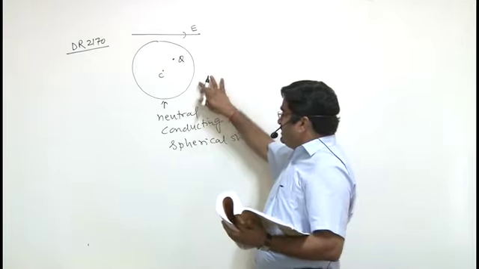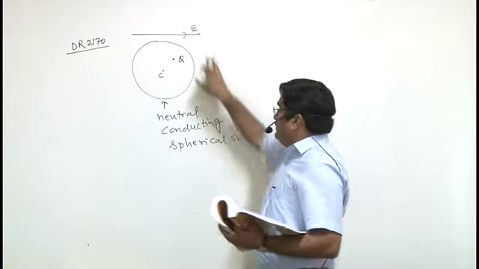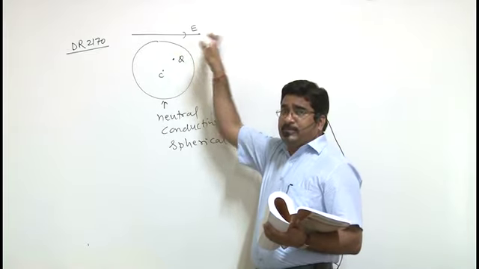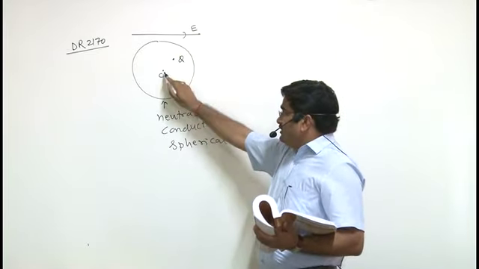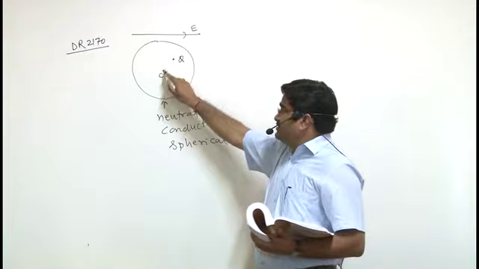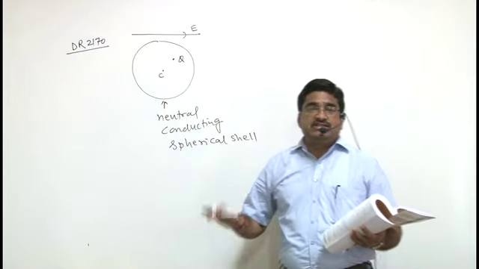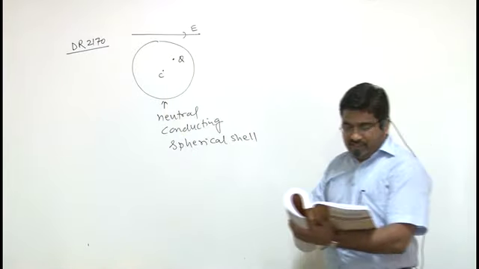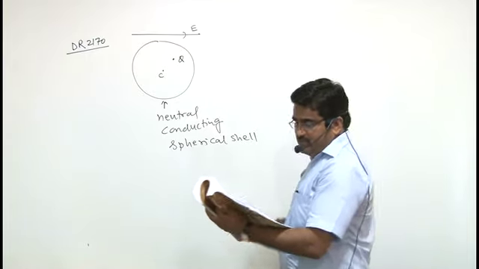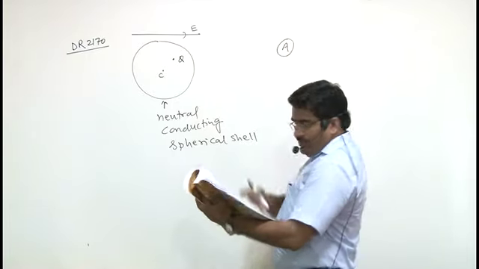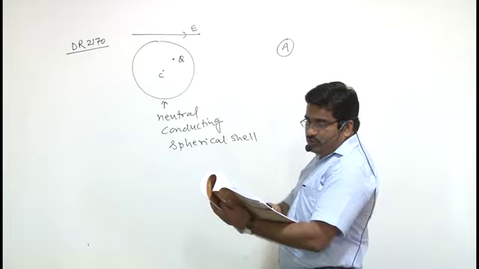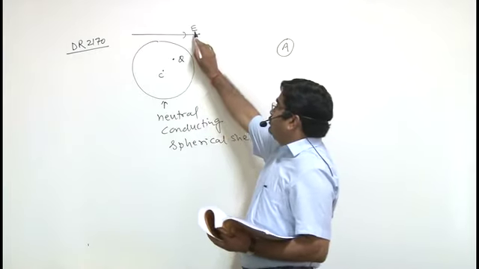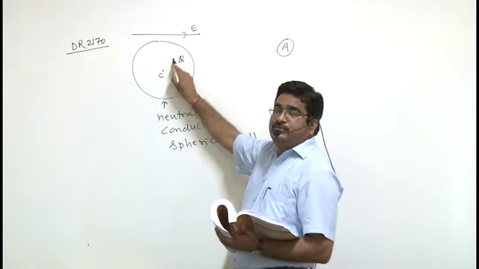So we are given a neutral conducting spherical shell, and an external electric field is applied. This is the center of the conducting shell, and Q is an additional charge kept inside the spherical shell. Let us go by options. Option A says that force on Q due to E is 0.